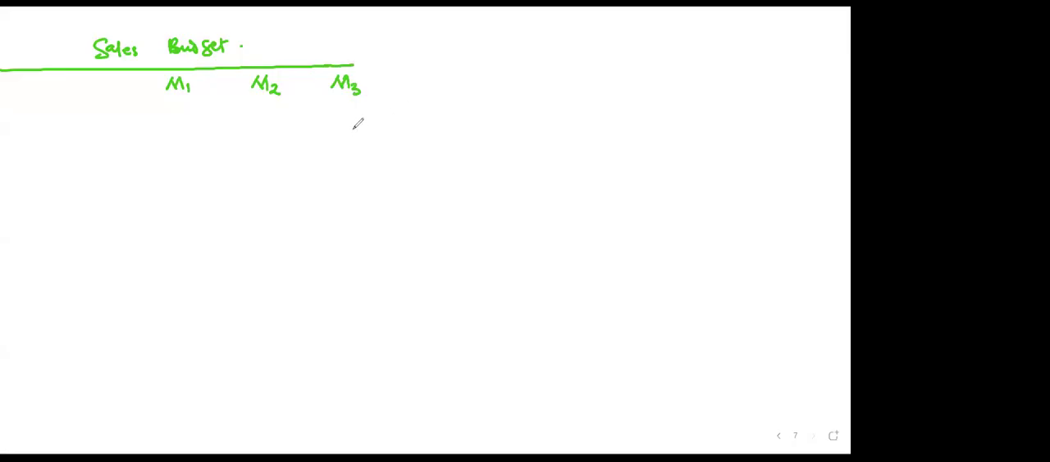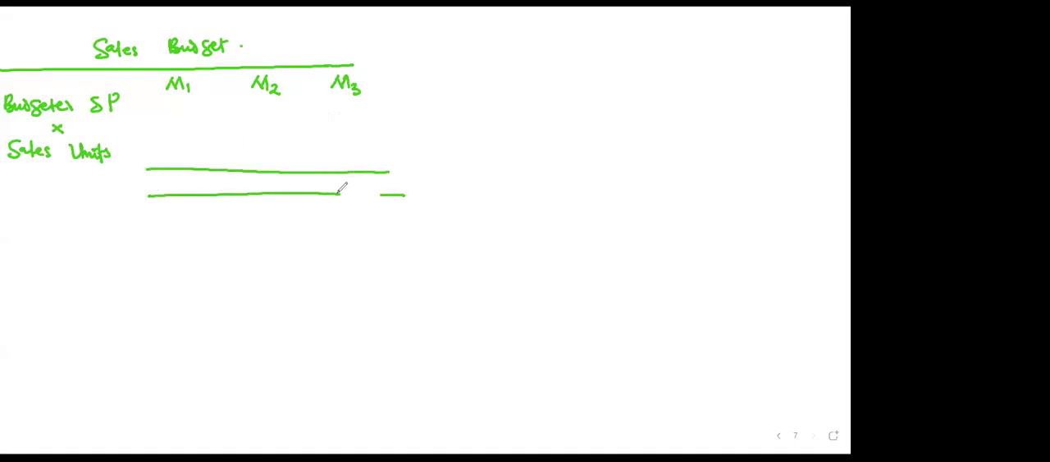Now, how do we get sales budget? From what you learned, how do we get sales budget? We'll take the budgeted selling price. Yes. The budgeted selling price, then we multiply by what? The sales units, or the sales demand. So this will be our sales budget.